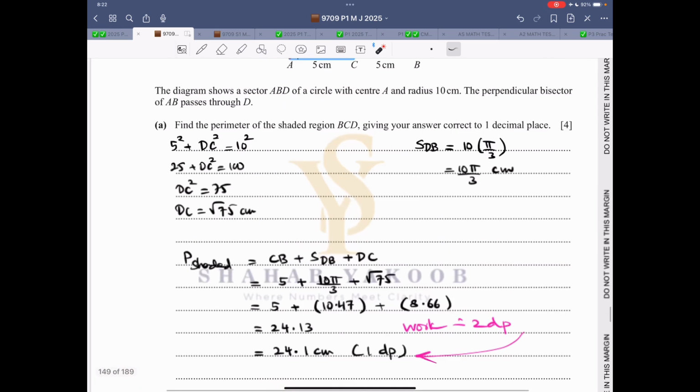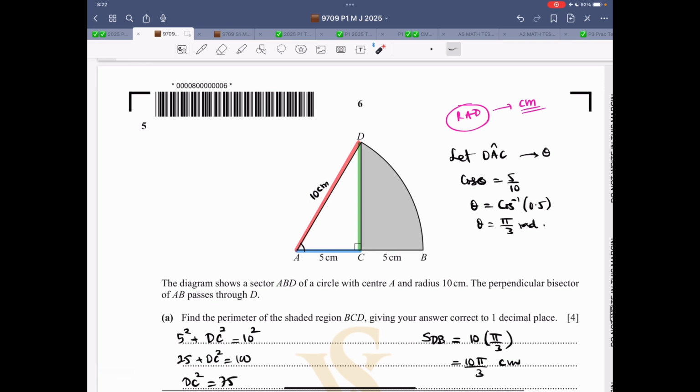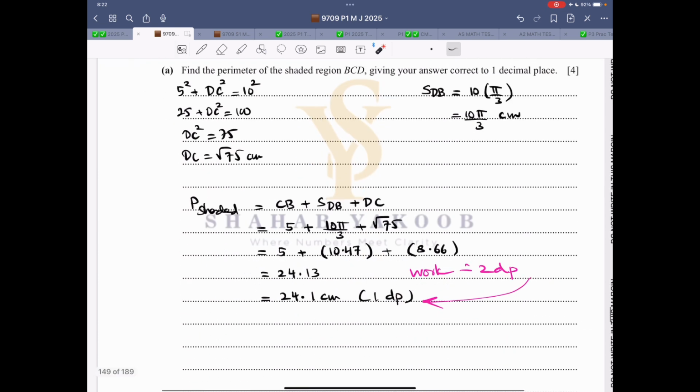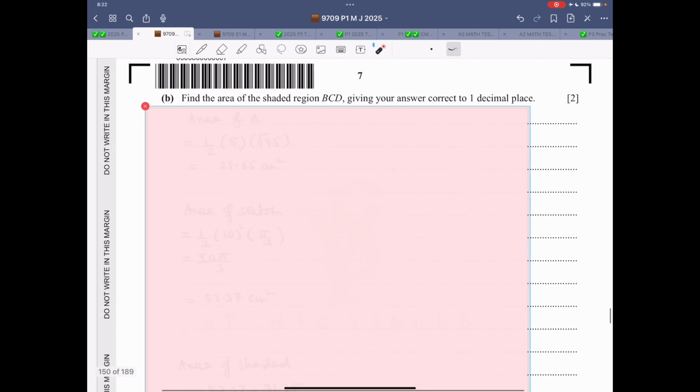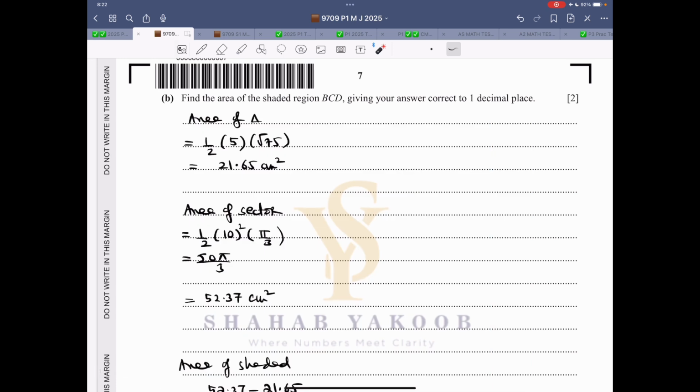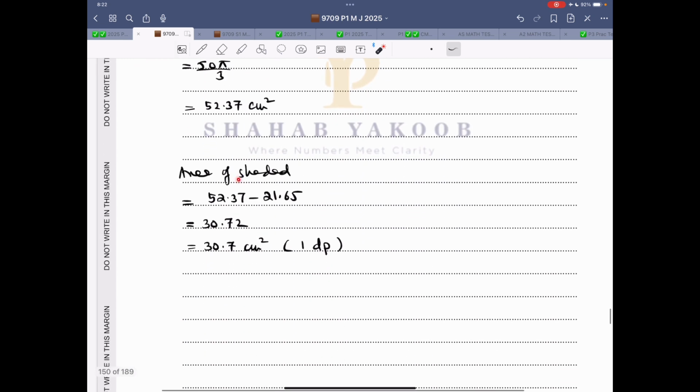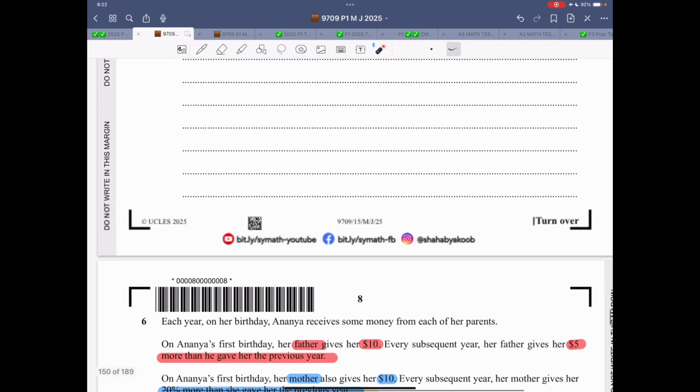Find the area of the shaded region. What's the area of the shaded region? The area of the shaded region is the area of the sector minus the area of the triangle. So that is how you get it. So now over here, let me remove this thing. Area of triangle is half into base into height, that is this much. Area of sector, half r squared theta, that is this much. Area of shaded region is the difference between the two. Again, the final answer is 1 dp.